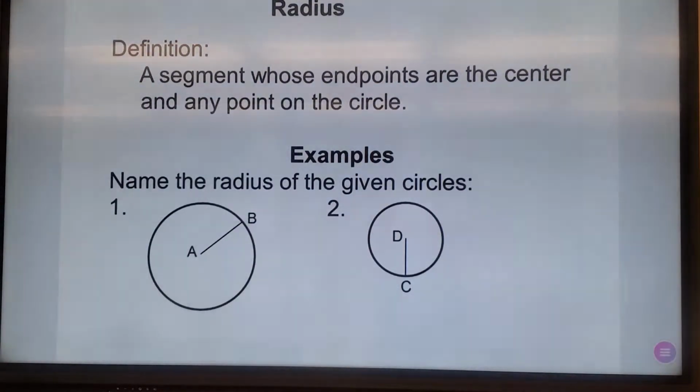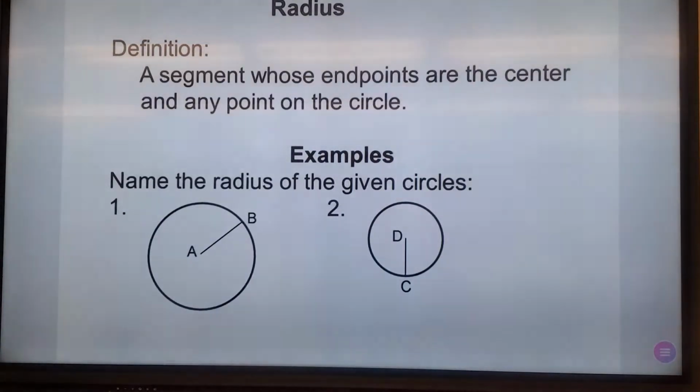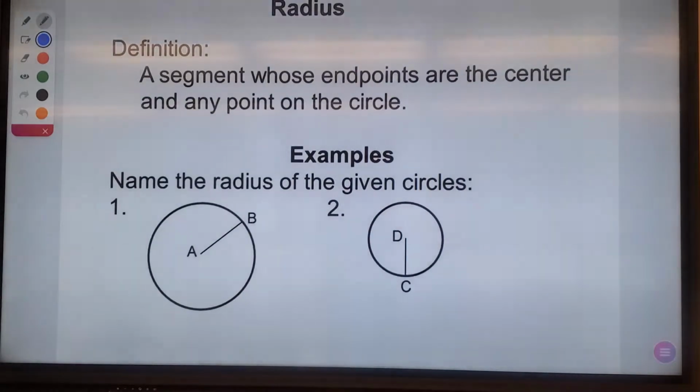Radius, again, by definition, is a segment whose endpoints are the center and any point on the circle. Okay, so here I give two examples. Number 1, there you see the circle. I should probably put a dot on A there to indicate that that is the center of the circle, but I have not done that. So understand that assumption is not a good thing. So if you're ever in doubt, please, by all means, reach out and ask me a question. Okay, but A here is the center of the circle, and D is the center of circle 2.